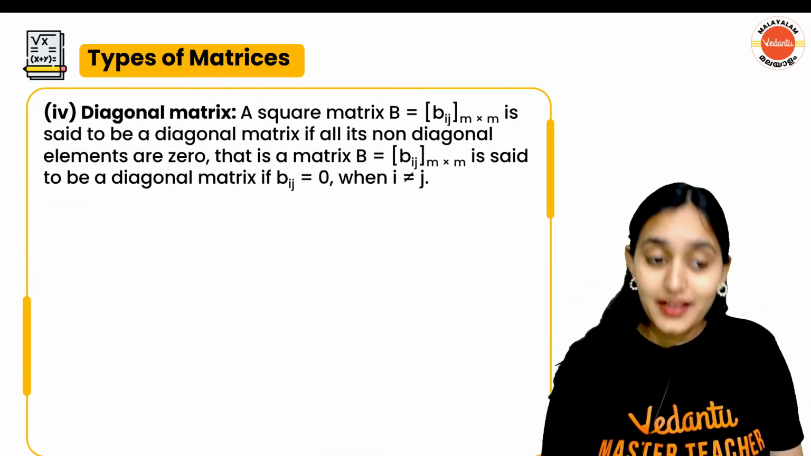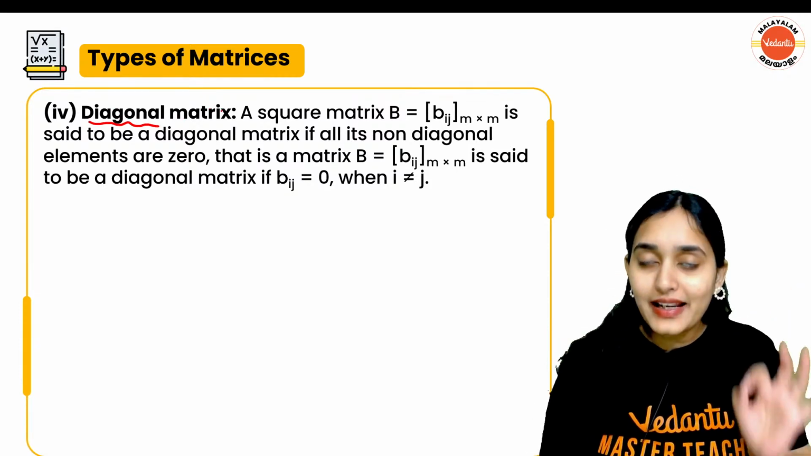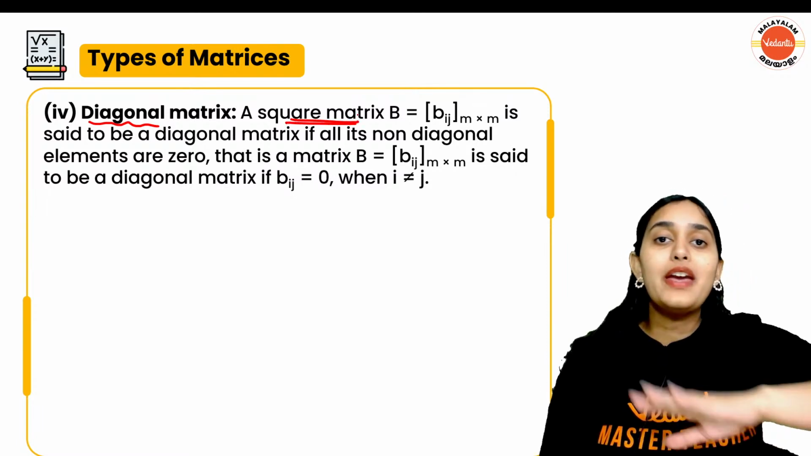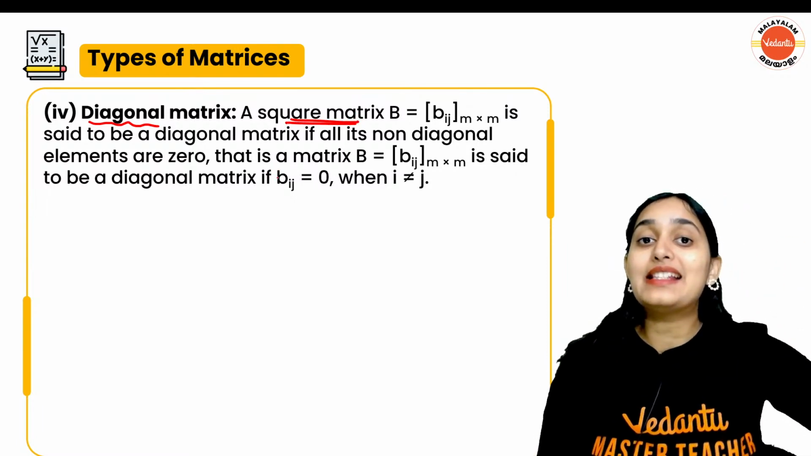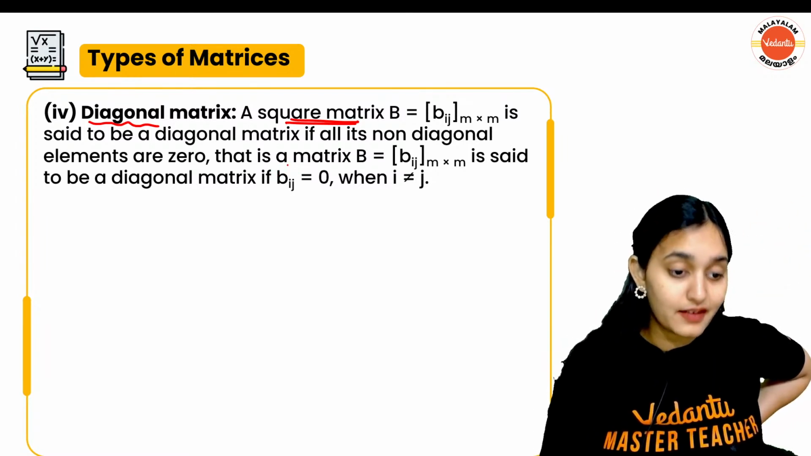Alright. Next, what is a diagonal matrix? A diagonal matrix is a square matrix where every element is 0 except the diagonal elements.